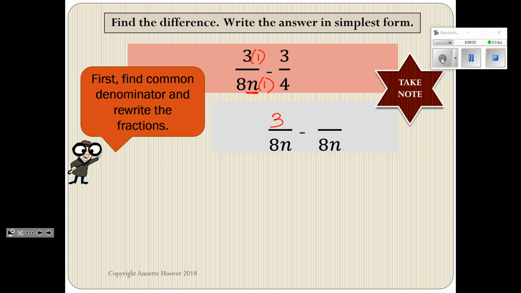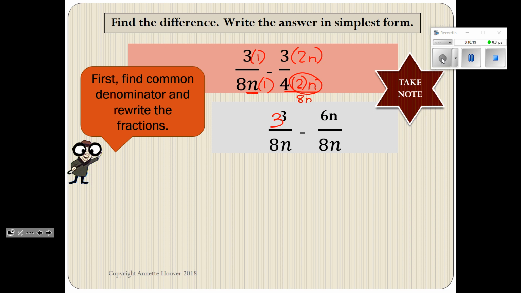But let's look here at 4. What do I multiply times 4 to get 8n? First, I have to multiply 4 times 2 to get 8. But then I also have to multiply it times that n to get the n on the bottom, because 4 times 2 times n is 8n. So I have a 2n that I have to multiply the top by. And 3 times 2n would be a negative 6n.